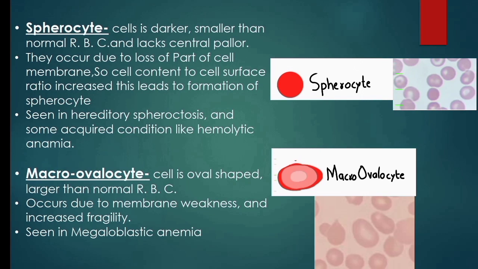Spherocytes. These cells are darker and smaller than the normal RBC and they lack the central pallor. They occur due to the loss of part of the cell membrane. So the cell content to cell surface ratio is increased and this leads to the formation of spherocytes. They are seen in hereditary spherocytosis and in some acquired conditions like hemolytic anemia.